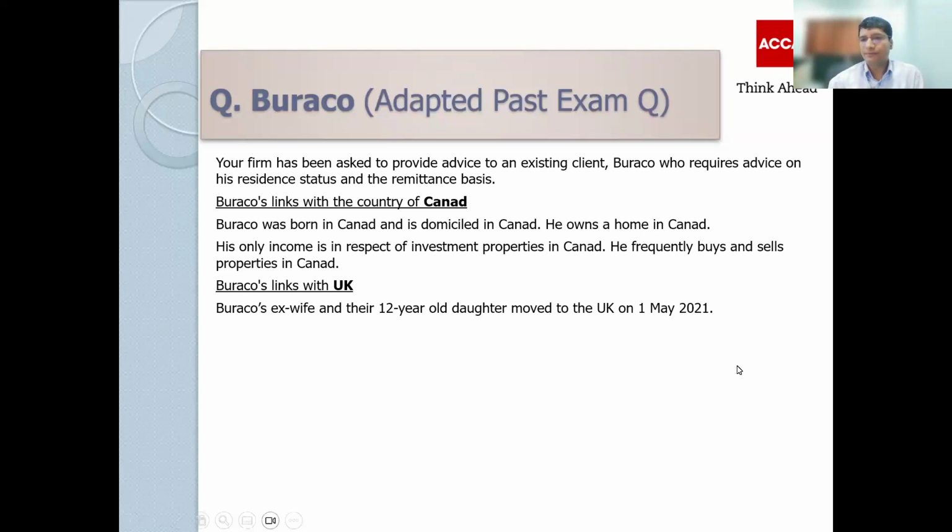Any answer, please? Abhishek, would ex-wife be family relation for the purpose of tax? Anyone? Nishan? Anyone? If you don't want to switch on and speak, please use the chat box.